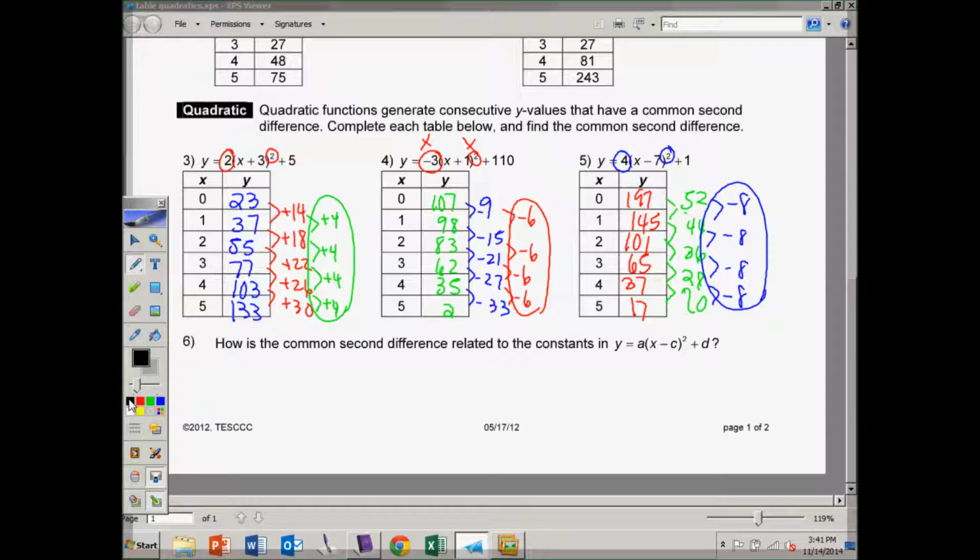All right, so we do know how the common second difference relates to the constant. So we have A, C, and D, right? With A, C, and D, what could possibly happen? Everything. Okay. What does A normally cause our function to do? Reflect, stretch, and compress. What does C cause my function to do? Left to right, because it's on the inside, close to X, right? And D is going to cause my function to do what? Up or down.